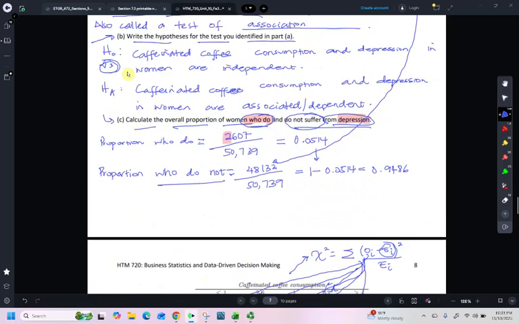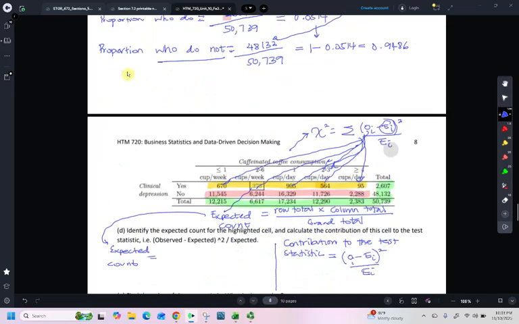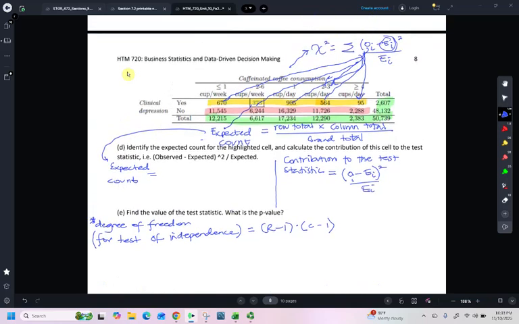When we're conducting a chi-square test of independence, the correct way to compute the expected count is to use the formula row total multiplied by column total divided by the grand total. Let's take an example. So in question D, we're to identify the expected count for the highlighted cell. The highlighted cell is 373 as an example.